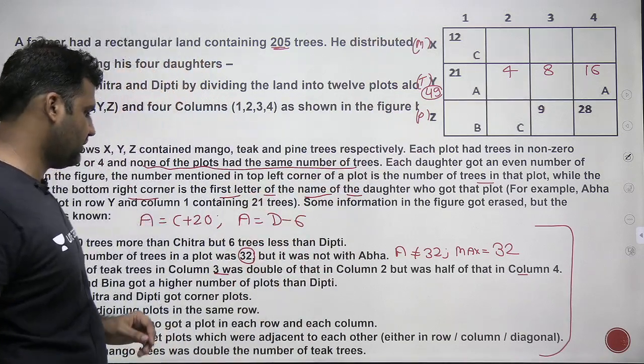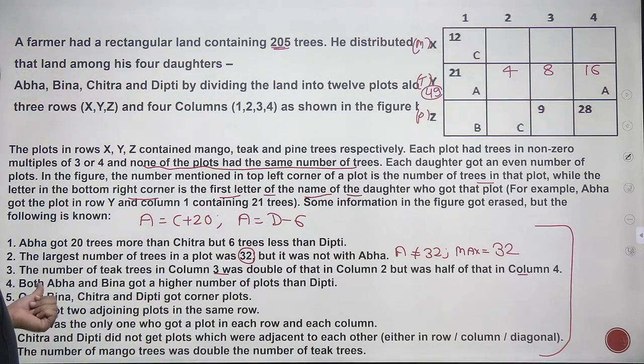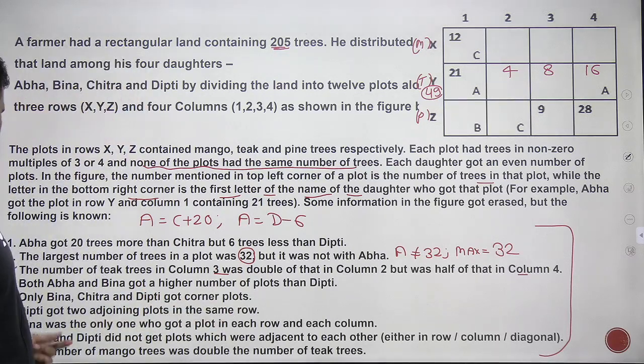Okay, let's use some more information here. We have used information till 3, right? Both Abha and Beena got a higher number of plots than Dipti. That's about the number of trees that Abha and Beena got. We'll be using this information later, right?